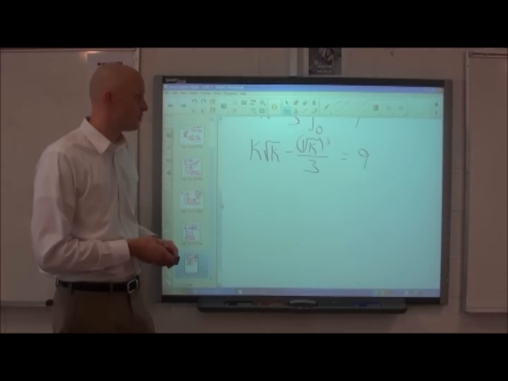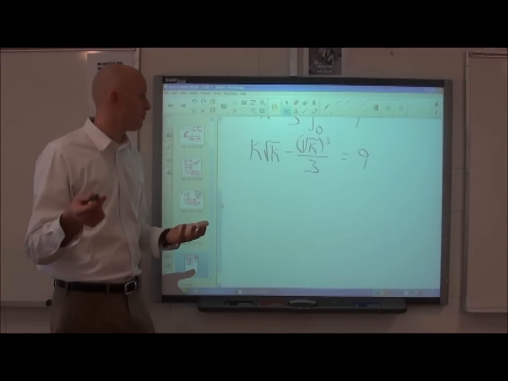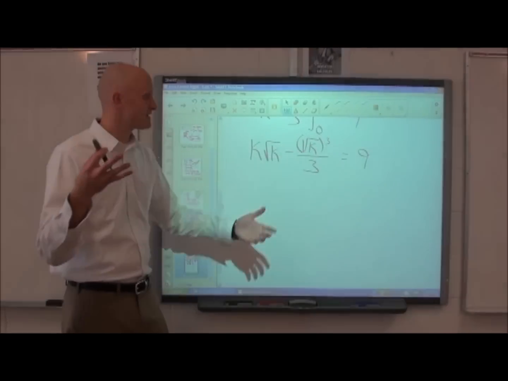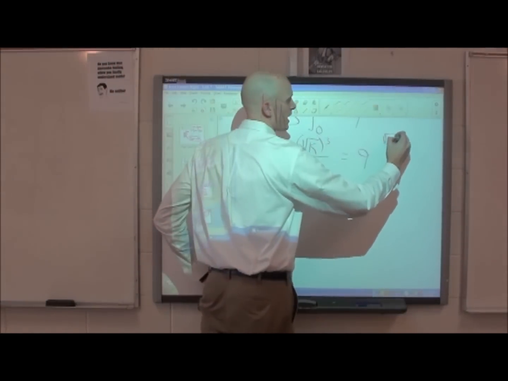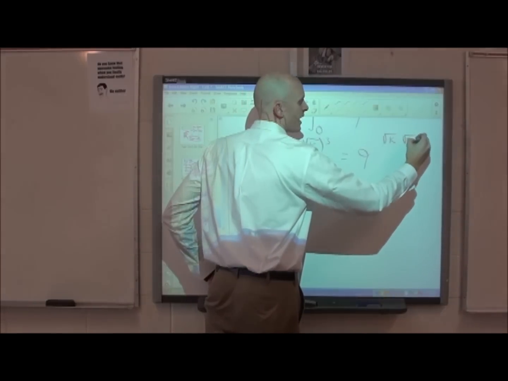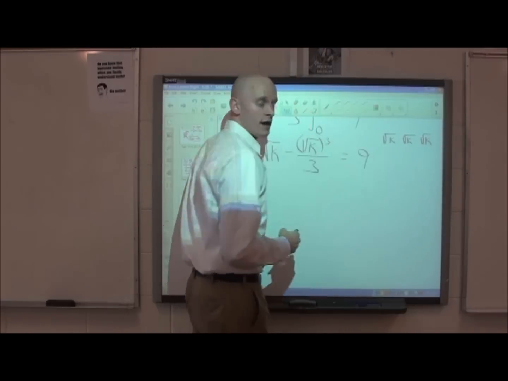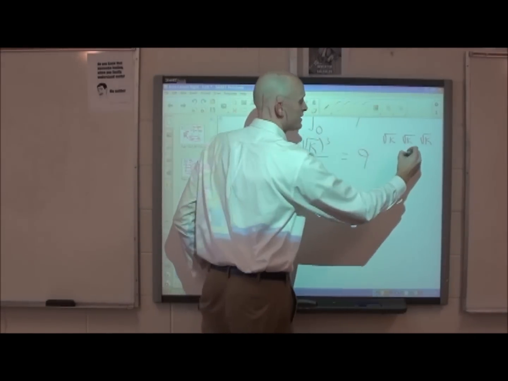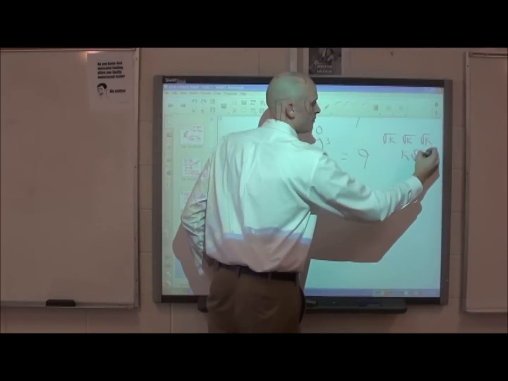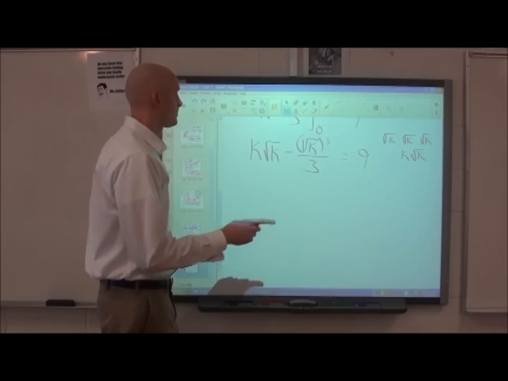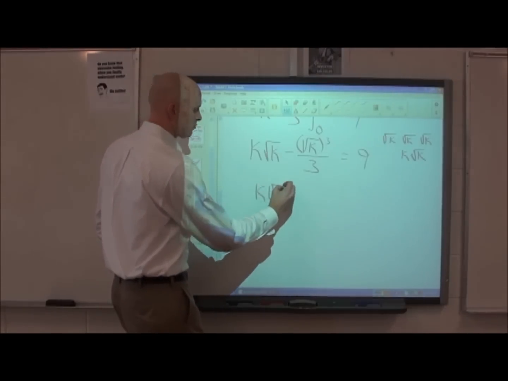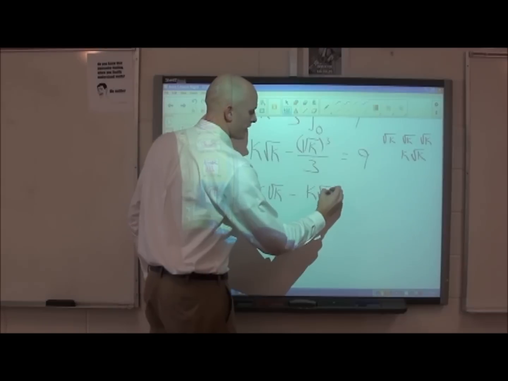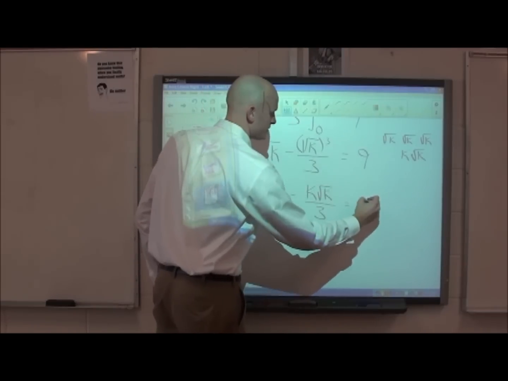Now, solving this, we can go ahead and do. Using your algebra, we will solve. So the cubing the square root of k, that's the same thing as square root of k multiplied by square root of k multiplied by square root of k, which you know is square root of k multiplied by the square root of k is simply k, and we still have another square root of k. So it's k square root of k minus k square root of k over 3 equals 9.